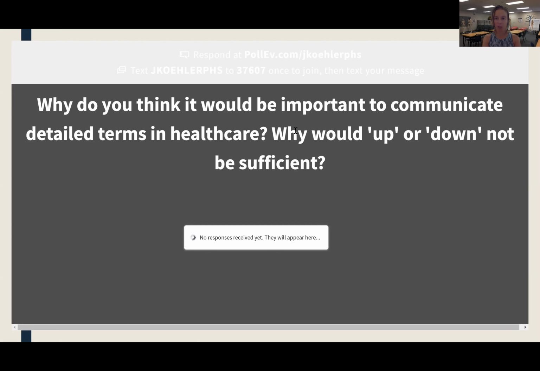We always talk about why detail is so important, but in healthcare, we know that's especially important. So I'll fast forward here a little bit. Up or down could be very confusing because depending on how the body is oriented, it might mean different things, right? If someone is standing up or laying down, you can't say up or down. So remember we talked about anatomical position a while ago. We're going to do a little bit of a review on this, okay?